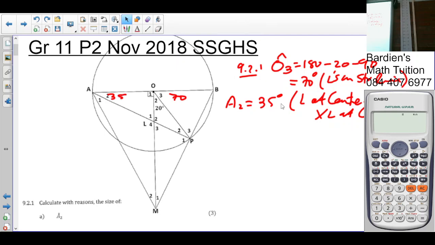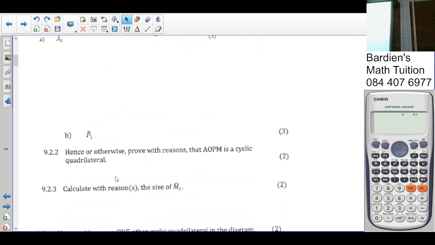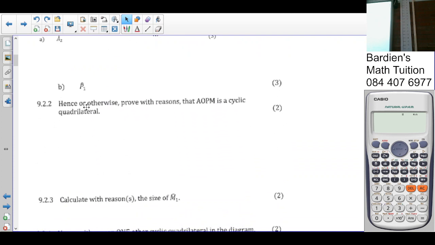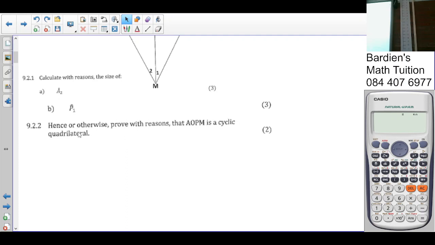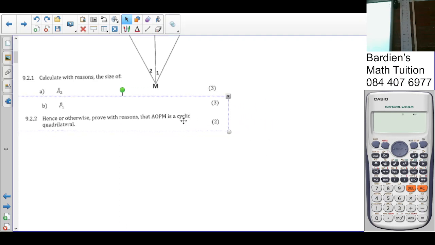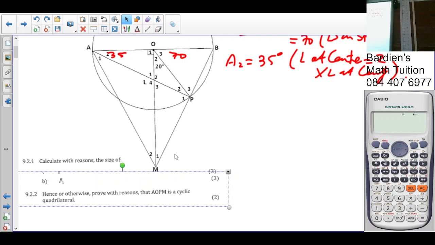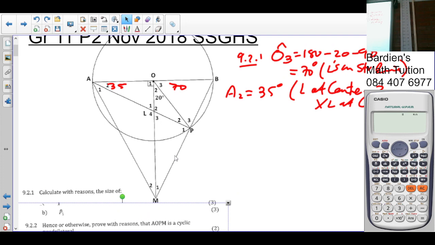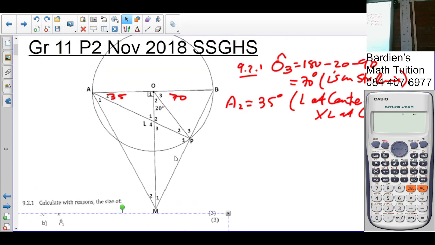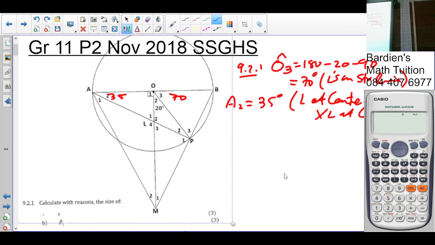Okay. The next question, 9.2.1 B, says calculate P1. So we know that OA is equal to OP. Sorry, is it P1? Okay, it's fairly small. So it's P1.